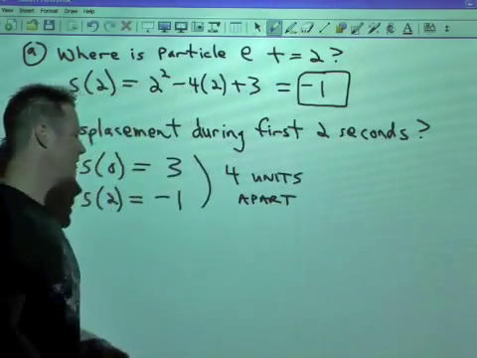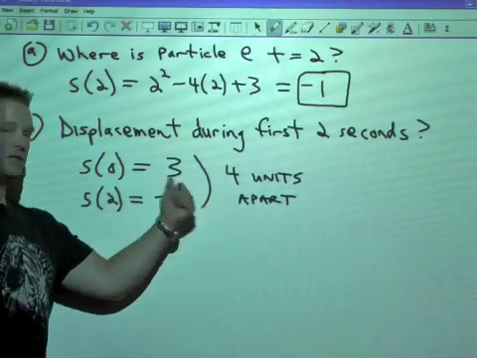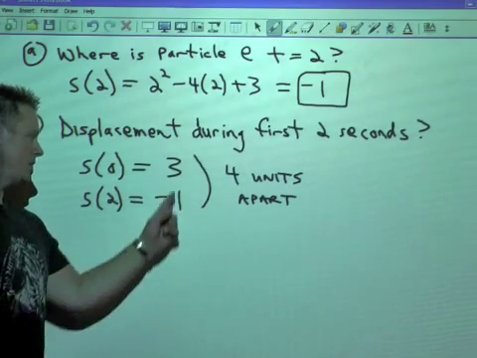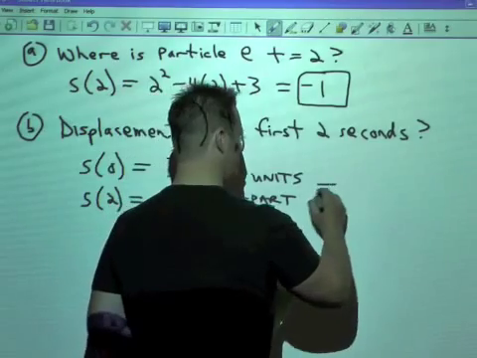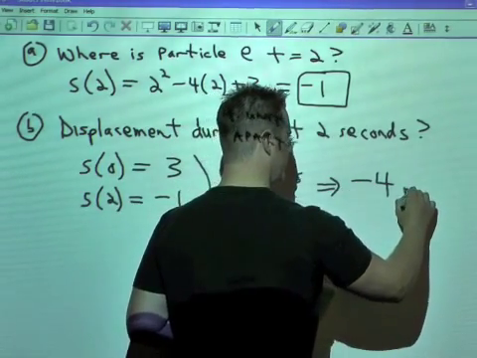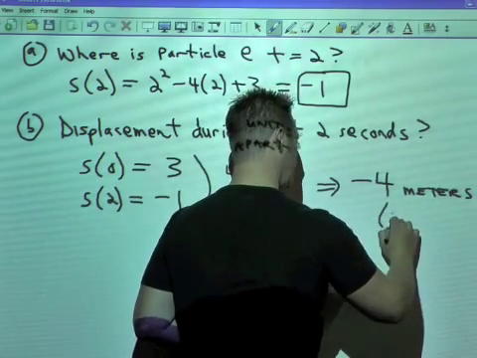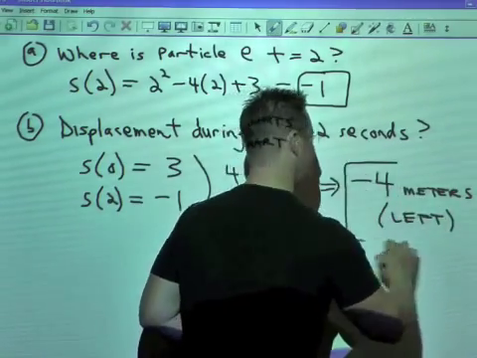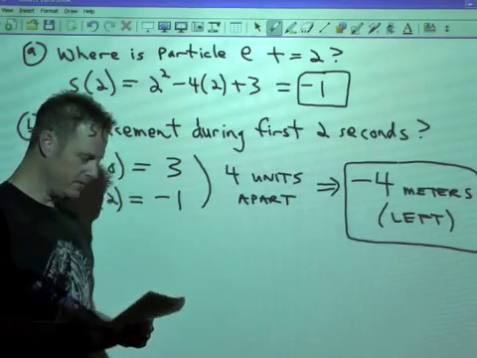Not only are they 4 units apart, but you also have to think about it directionally. Is it 4 units to the left of where we started, or 4 units to the right of where we started? Well, we started at positive 3, we ended up at negative 1. So that means the displacement, we would say, would be negative 4 meters, because we ended up left of where we started. Okay, so that's how you think about that kind of question.